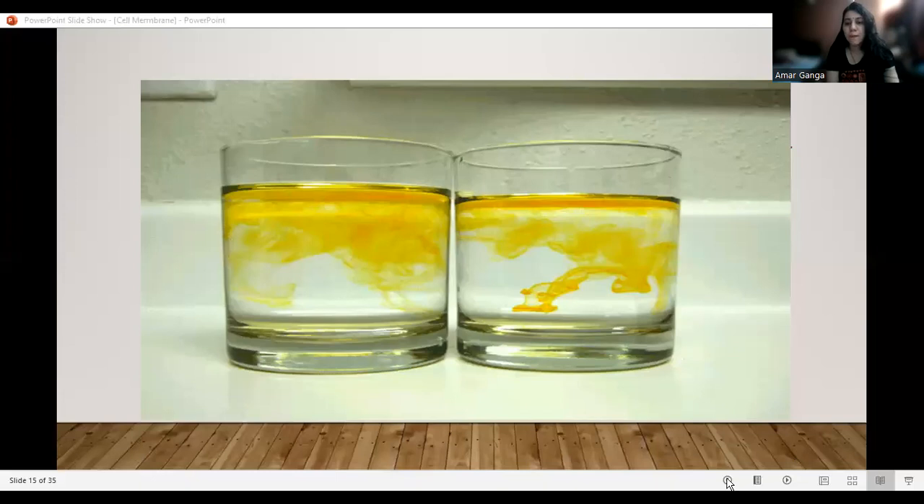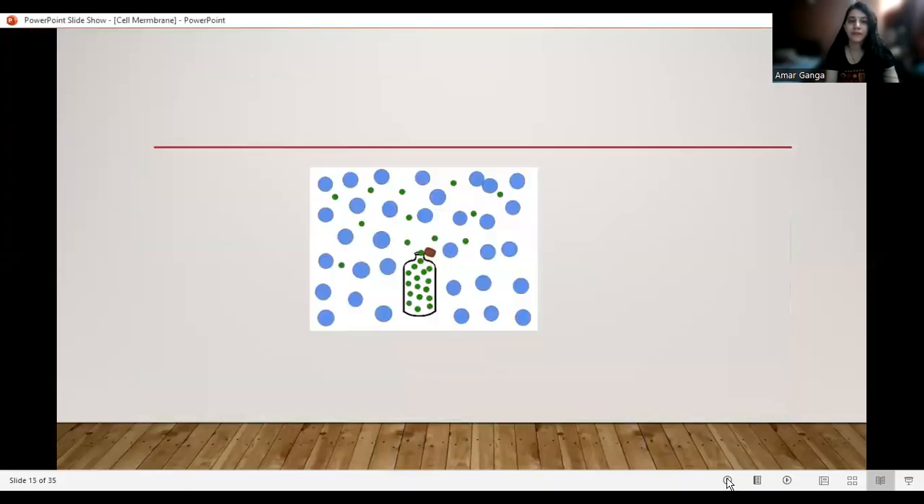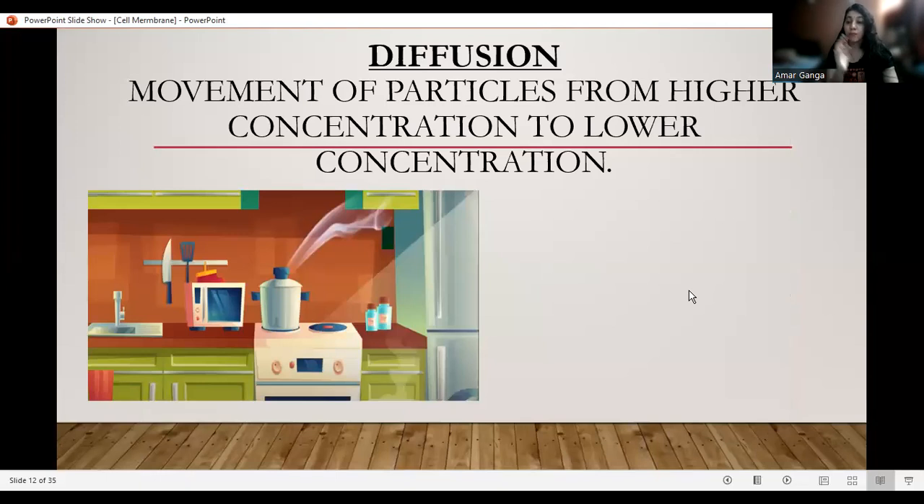So here, let me start this topic. First, let me tell you about the definition of diffusion. What is diffusion? Movement of particles from higher concentration to lower concentration is known as diffusion. Now, a particle means these are liquid particles or gaseous particles or solid particles. They are moving from higher concentration to lower concentration. And what is the meaning of concentration? It means the amount of particles, the amount of substance, that is concentration.